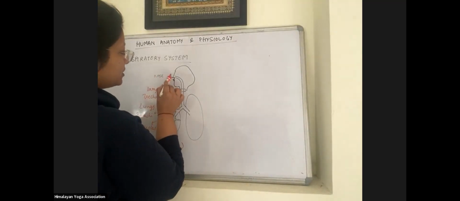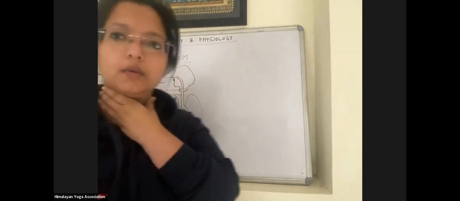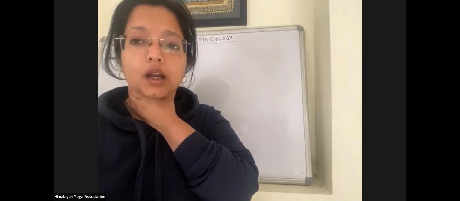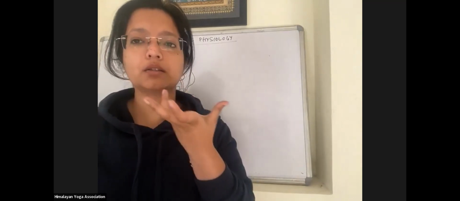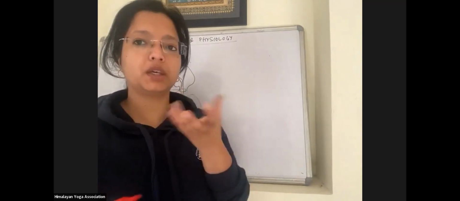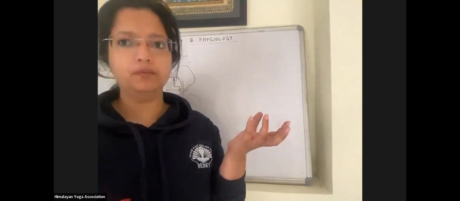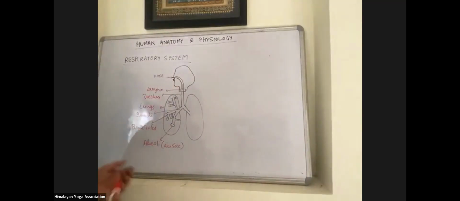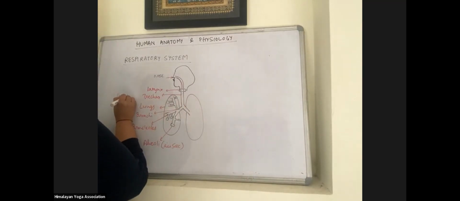Okay, so what happens? The air goes through the nostril, and then we are able to speak because there is larynx here, around the trachea. So when this air passes, we are able to make different kinds of sounds, and we are able to speak, we are able to communicate. Okay, then this is trachea, or trachea is also called windpipe.